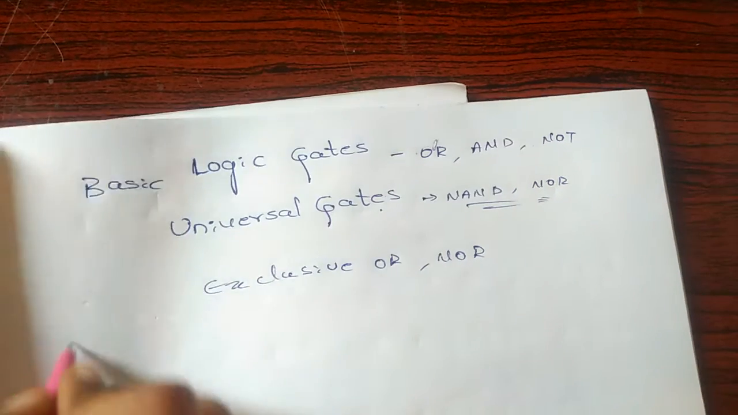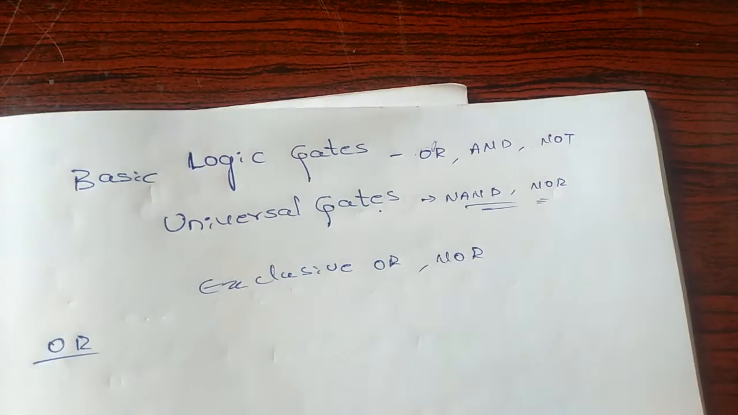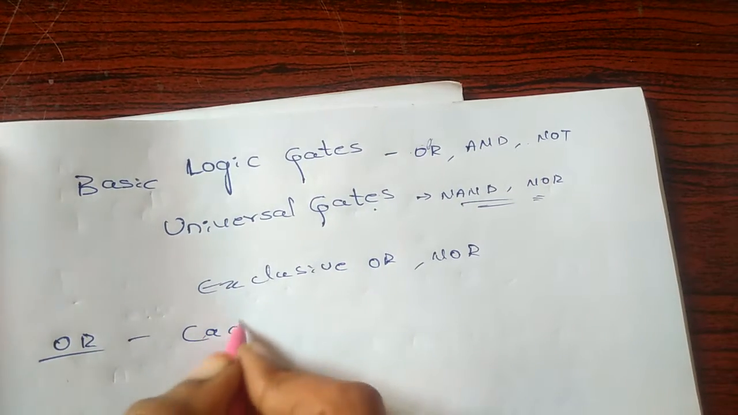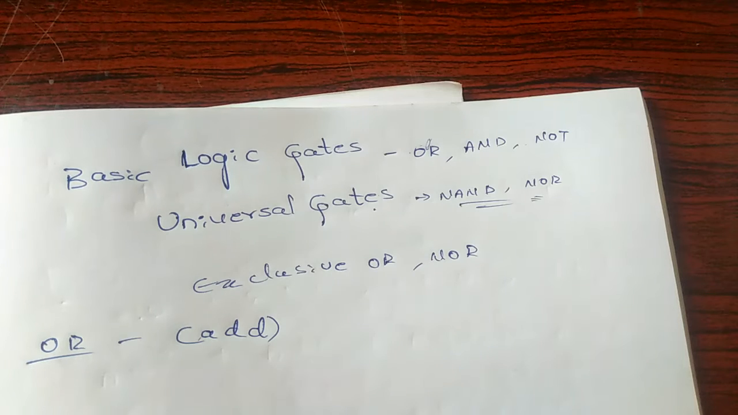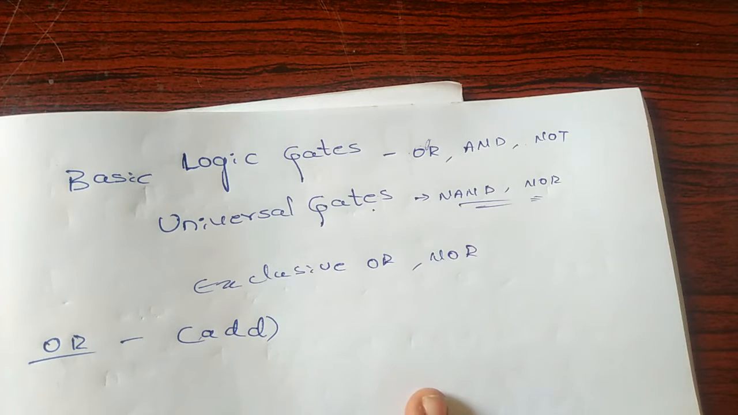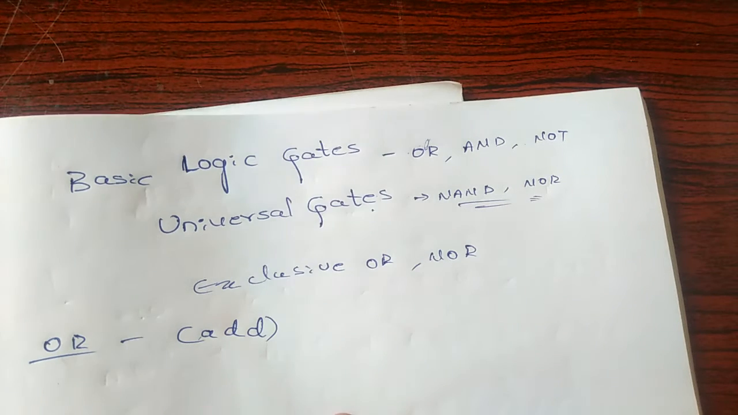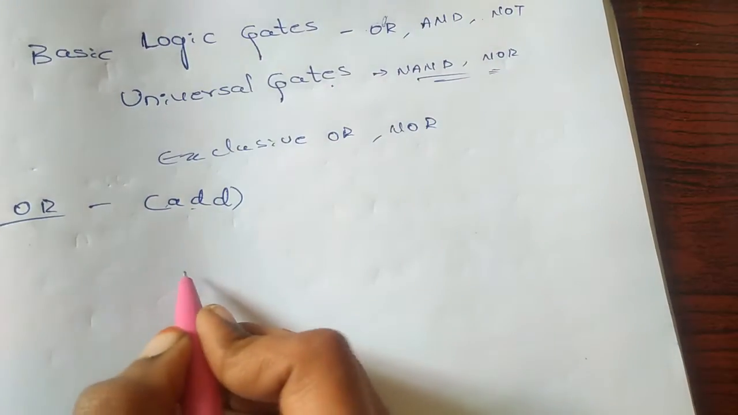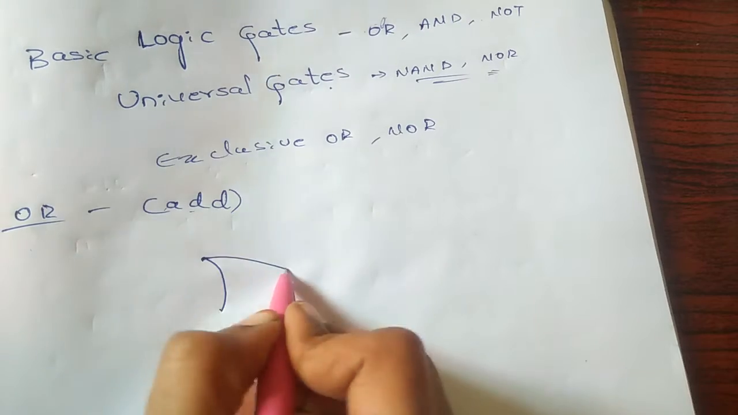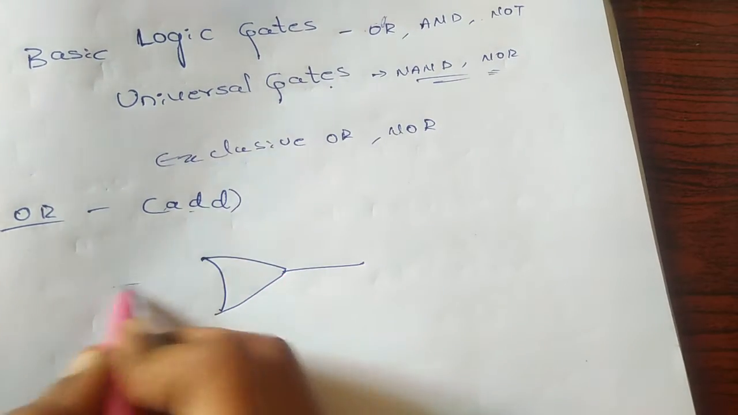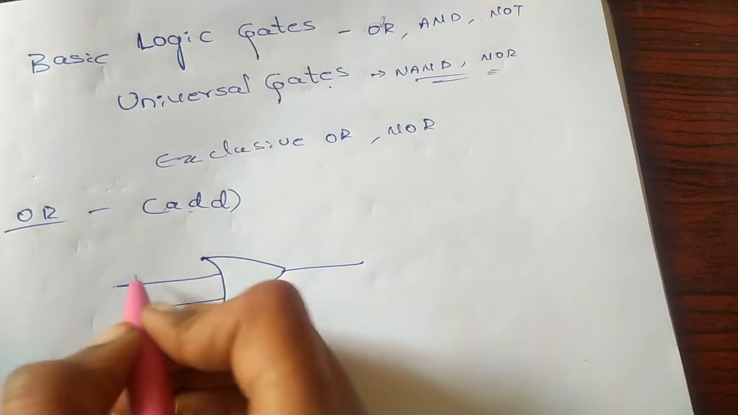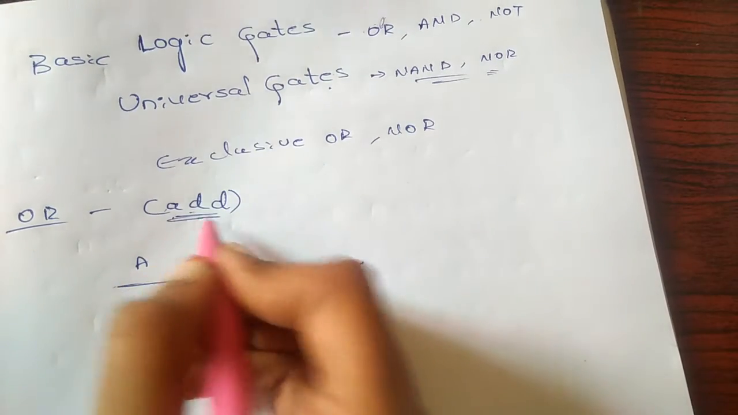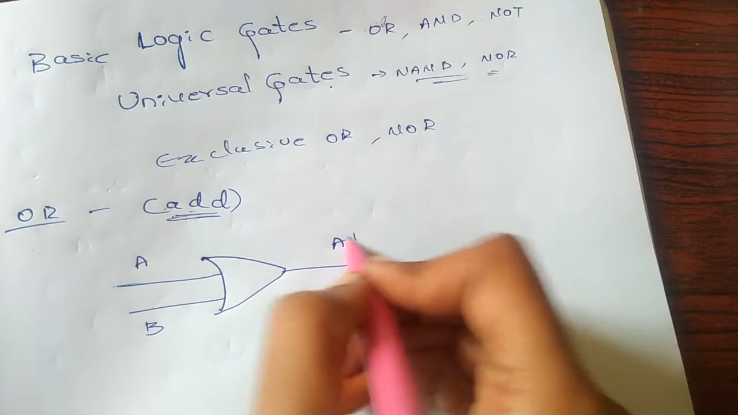First of all, the OR gate. What is the OR gate? The OR gate performs the logical addition operation, commonly known as the OR function. The OR gate has two or more inputs and only one output. The symbol of the logic gate of OR is this. You can give many inputs. I am giving A and B, then the output is A plus B, because it is an addition function.